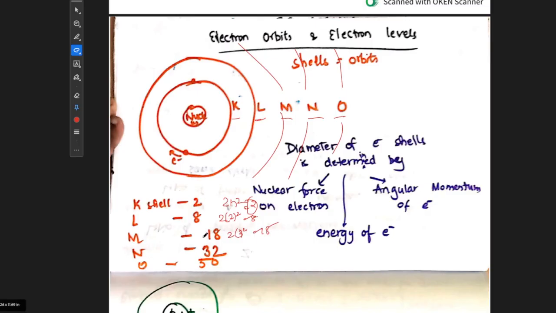So the M shell can accommodate 18 electrons. Similarly, the N shell can accommodate 32 electrons, whereas the O shell can accommodate 50 electrons. And the diameter of the electron shells is determined by the force of the nucleus on the electron, the energy of the electron, and the angular momentum of the electron.